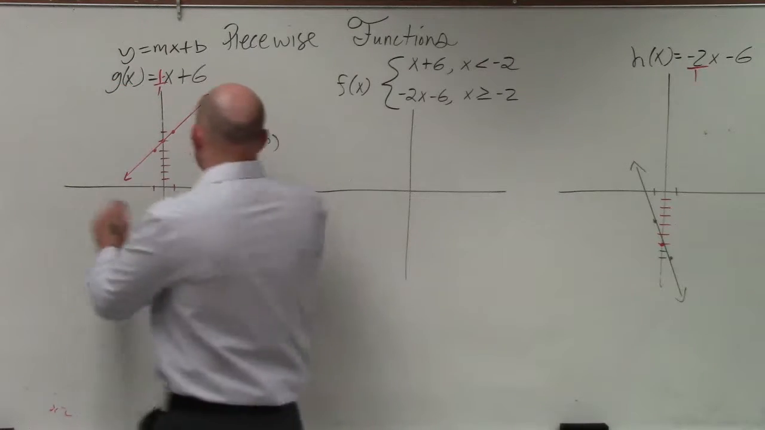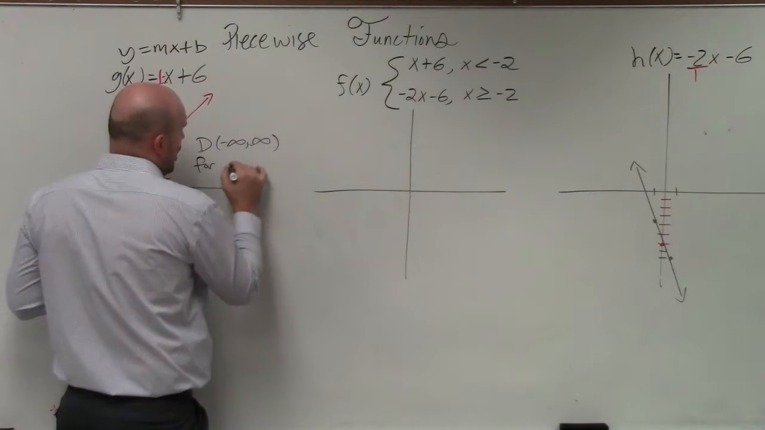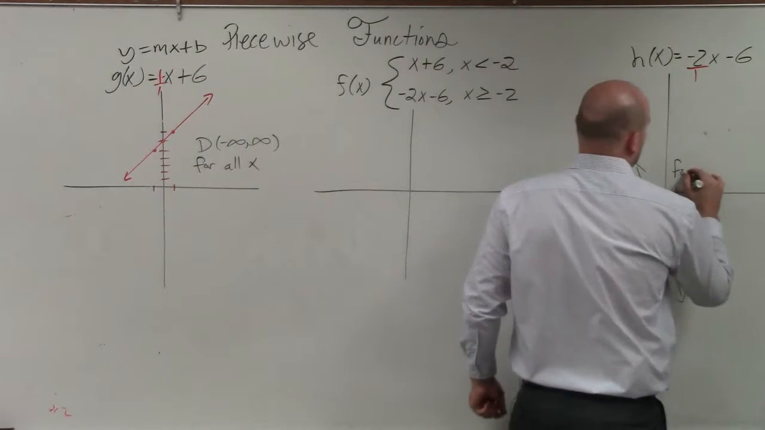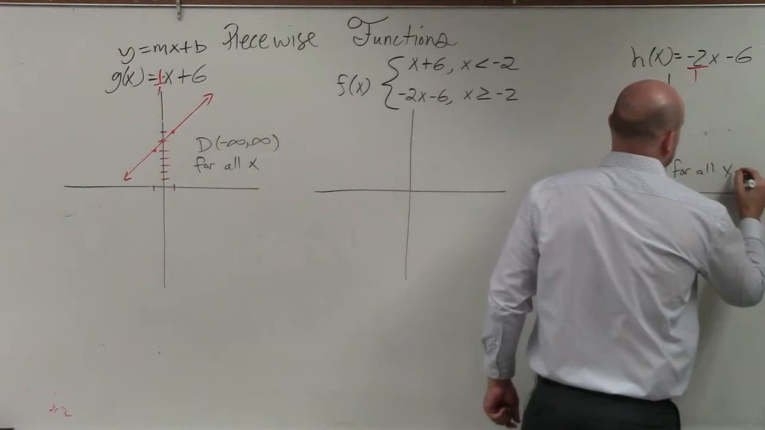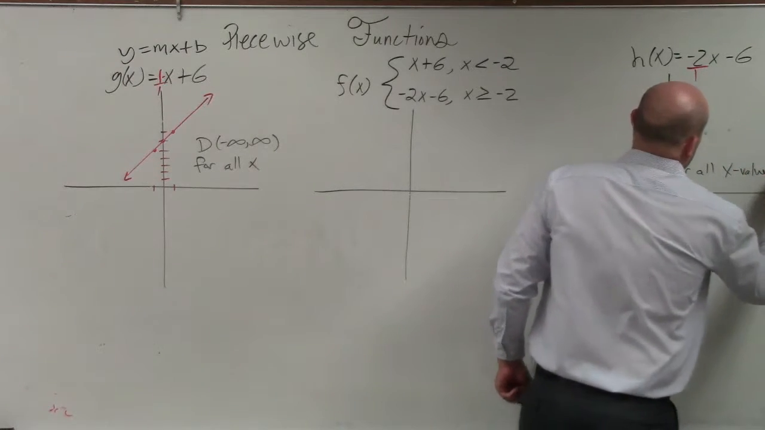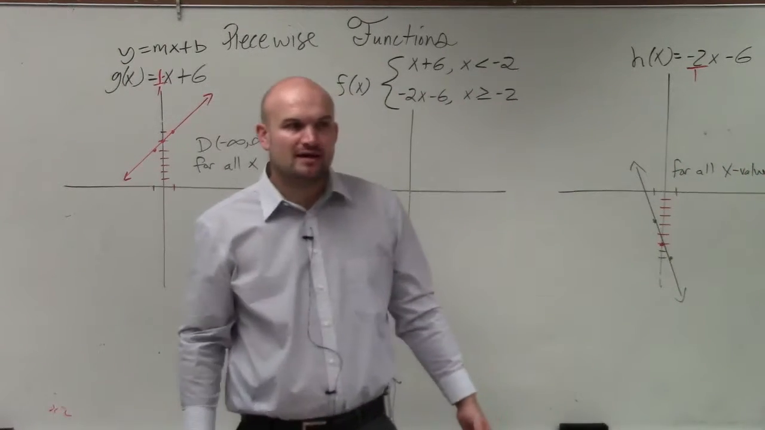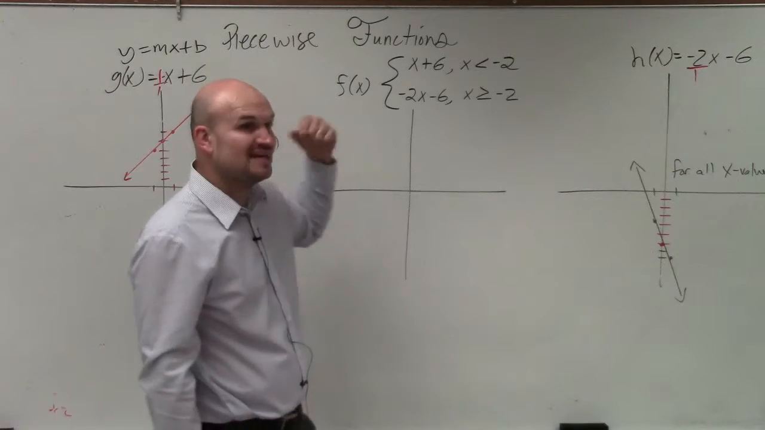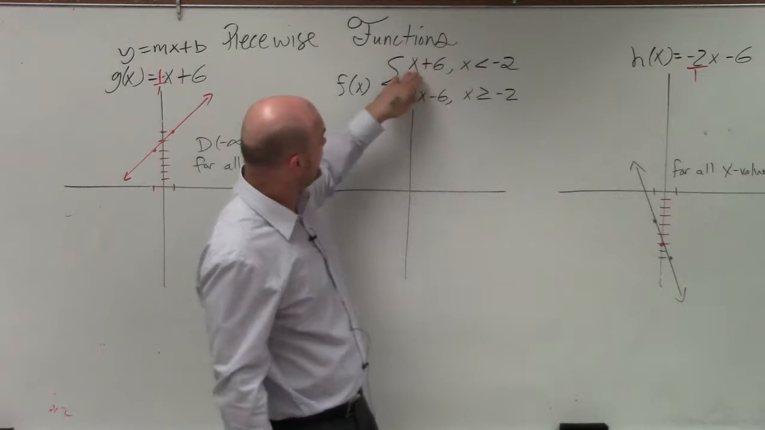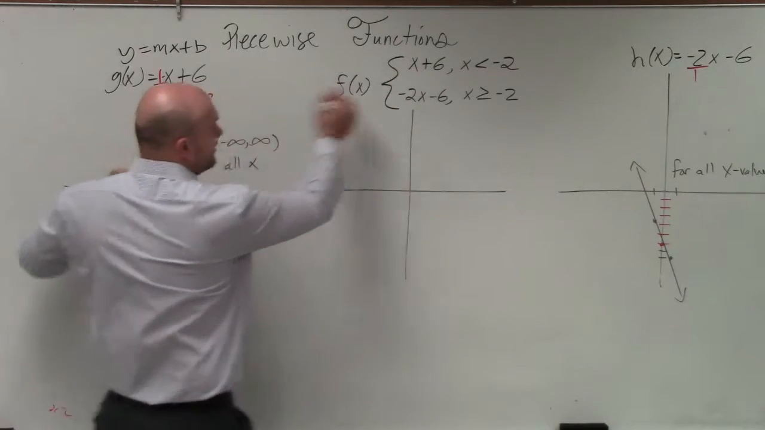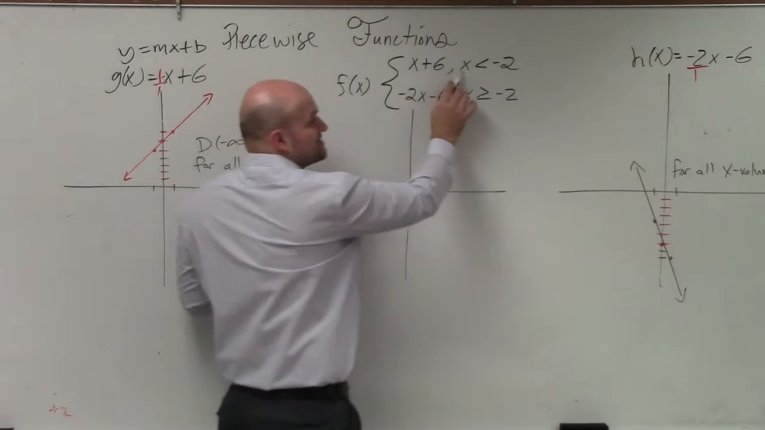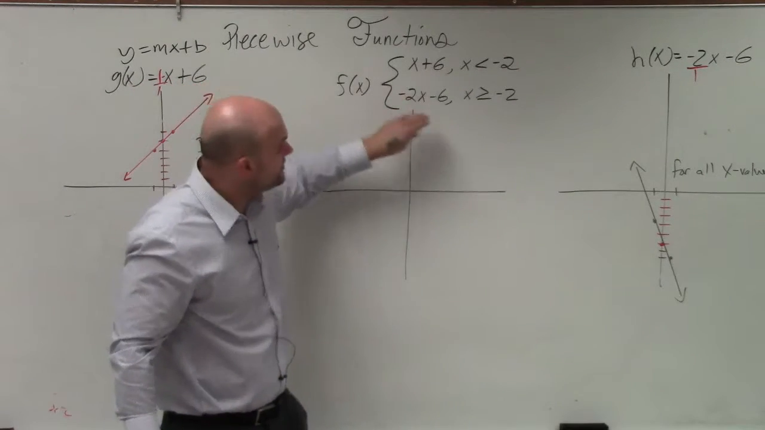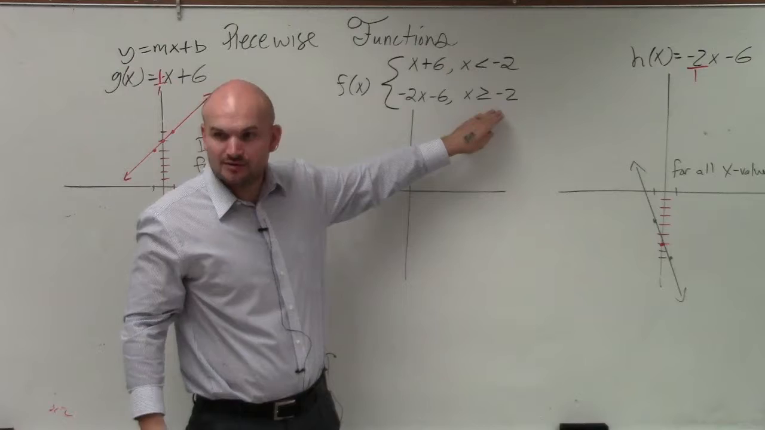So we just graphed this for all x values. We graphed this for all x values. But a piecewise function doesn't want you to do that. A piecewise function only wants you to graph for x values that it tells you to. So it wants us to take this function and graph it, but only for x values that are less than negative 2. Take this function and graph it only for x values that are greater than or equal to negative 2.